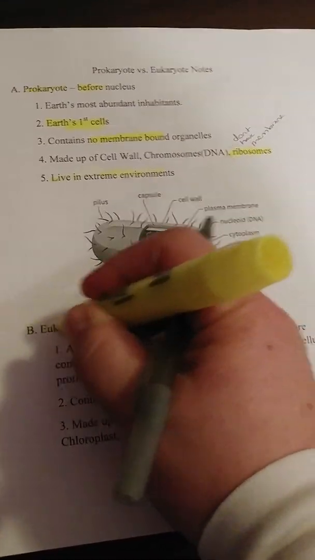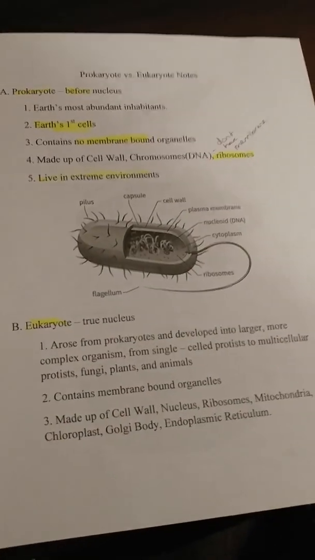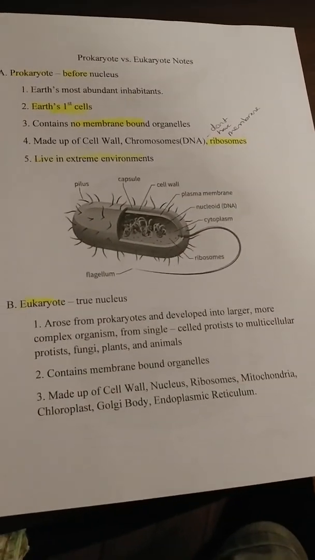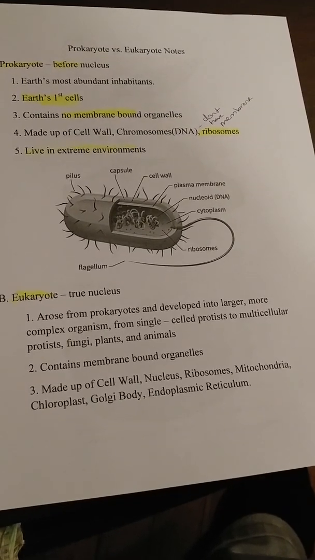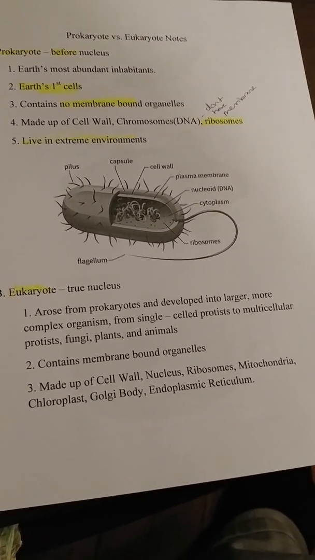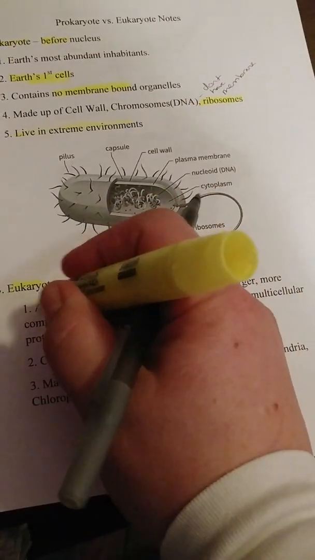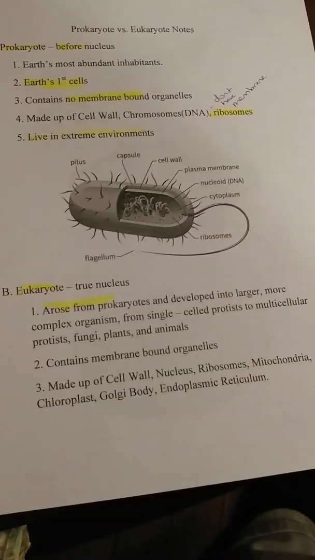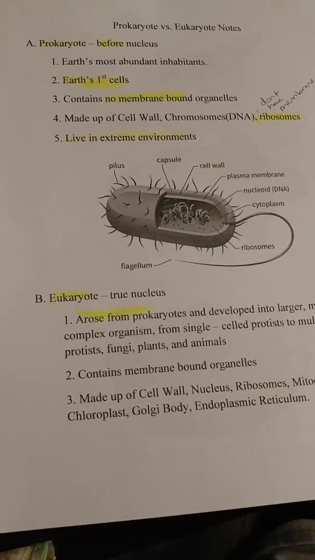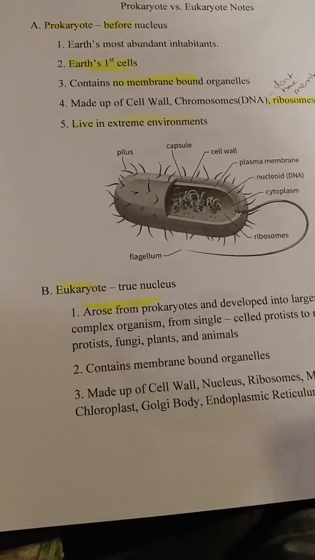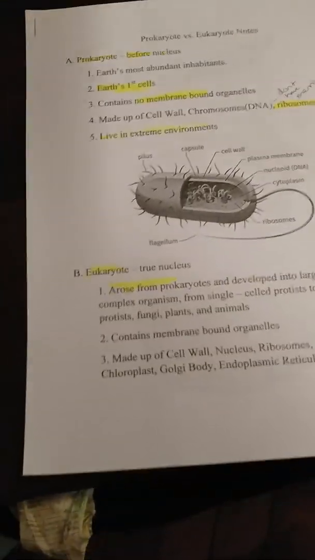Eu means true. So we have a true nucleus, and it arose from prokaryotes and developed into larger, more complex organisms, from single-cell protists to multi-cell protists, fungi, plants, and animals. And when we say they arose from prokaryotes, basically they believe that two prokaryotic cells were together, causing the one on the inside to become a membrane-bound organelle, and eventually it evolved into this.